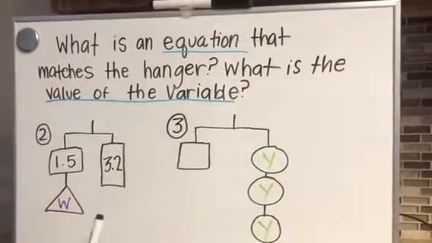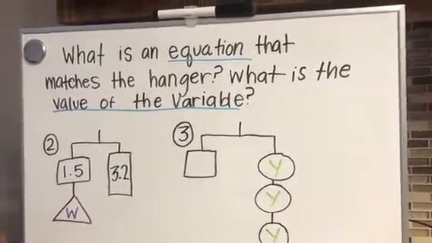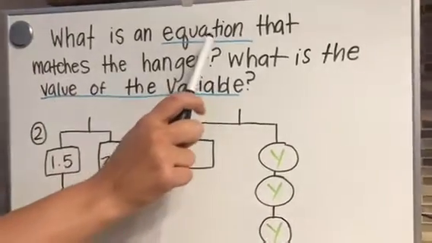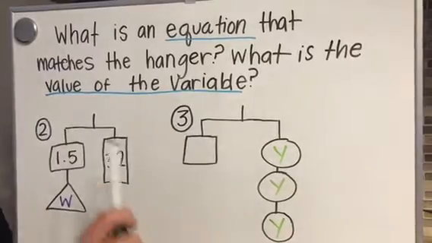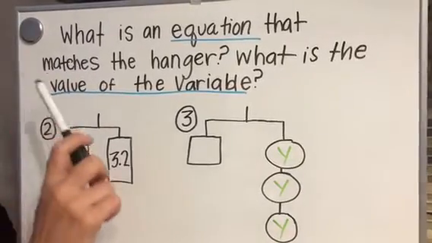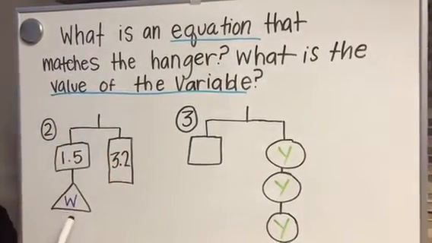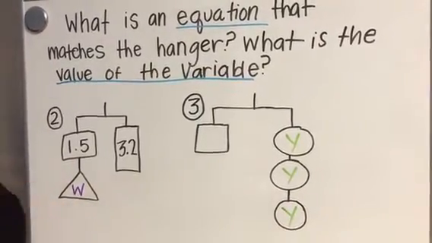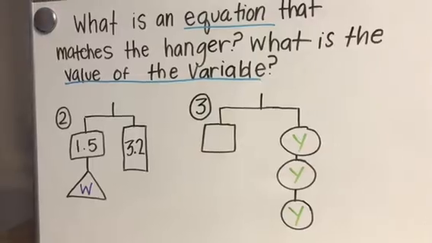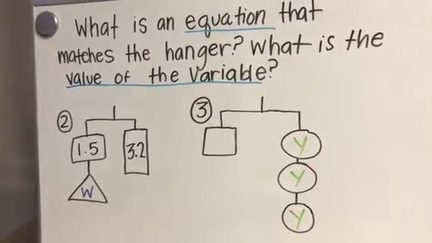All right, you guys, so for the next 3 problems, we're going to be answering 2 parts. We're going to be finding an equation that matches each of the problems, and then you're going to find the value of the variable. Each problem is going to have a variable inside of it, and we need to solve for that variable. Take a look at question 2.